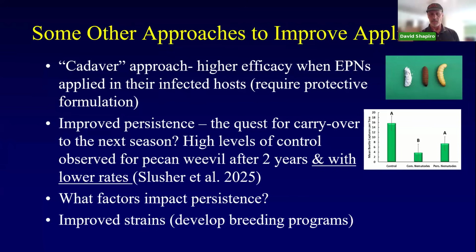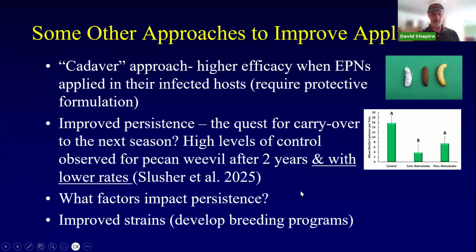More recently, people are finding that they may persist, such as with pecan weevil, where 2 years after application, we found high levels of persistence, even with very low rates. So the question is, what controls persistence? How can we ensure that there will be carryover to the next year at the level the farmer needs?